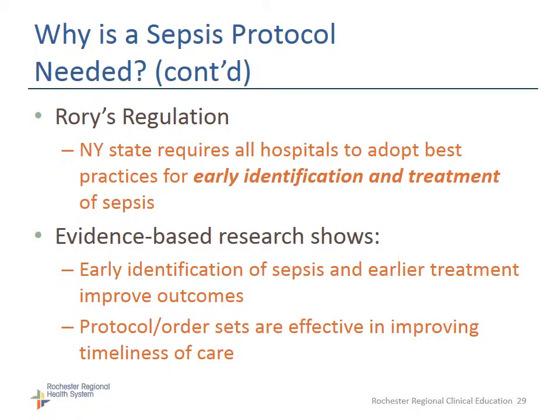Because of Rory's Regulations, New York State requires all hospitals to adopt best practices for early identification and treatment of sepsis. A sepsis protocol is also needed because evidence-based research shows that early identification of sepsis and earlier treatment improve outcomes. Protocols or order sets are effective in improving timeliness of care by reducing variability of practice, improving timeliness of antibiotic administration, initiating early goal-directed therapy sooner, and reducing mortality rates.